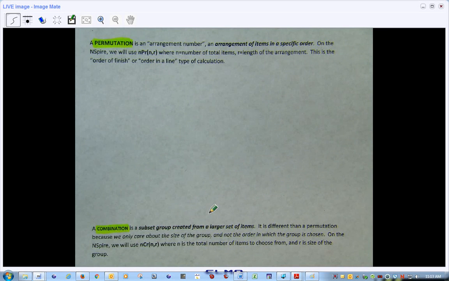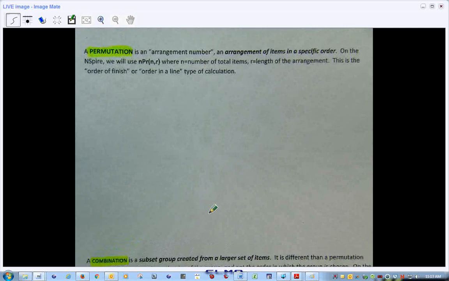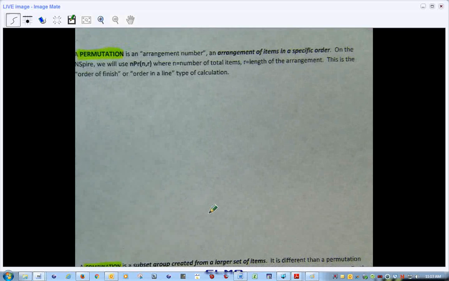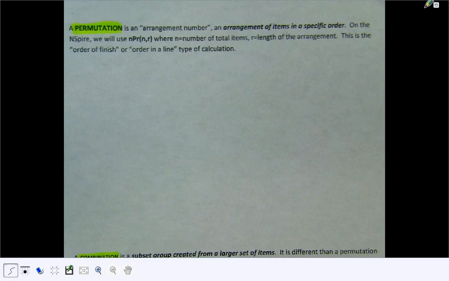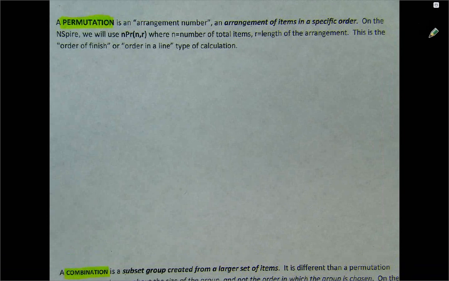Permutations, ladies and gentlemen. Let me zoom it in just a wee bit more, and make that the full screen. All right, permutations.